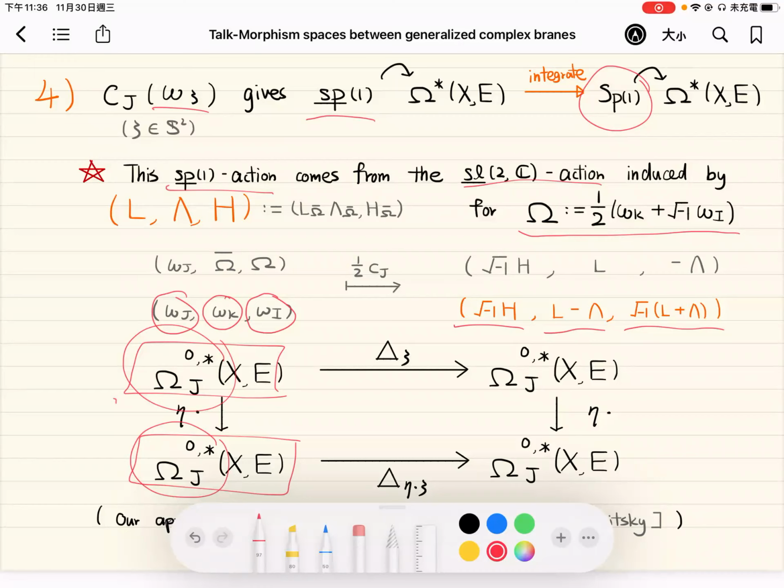As a result, we can only have a copy of SP1 sitting inside the SP4C, playing the role that it intertwines the desirable S2 family of the squares of Dirac operators.